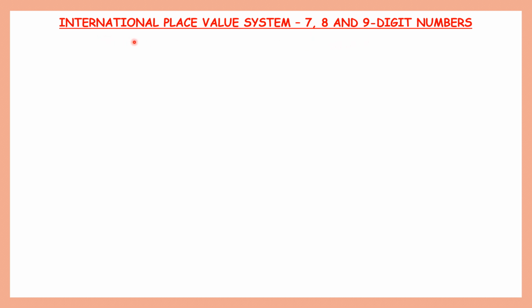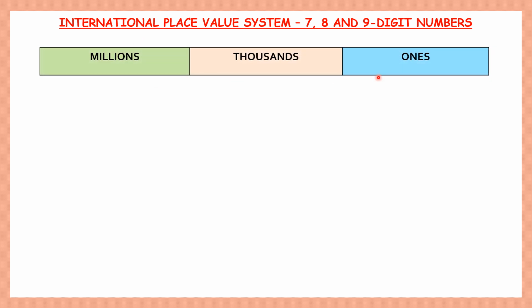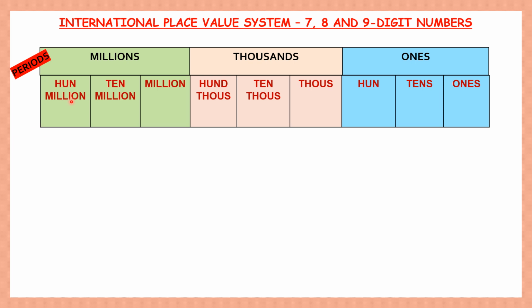So here in the International Place Value System, the periods are going to be different from the Indian Place Value System. These are the periods, the ones, thousands and the millions periods. Now, what will the places be? These are the places. That means, as you can see, the ones period has 3 places, the thousands period has 3 places, and the millions period has 3 places. This is how it is in the International Place Value System.